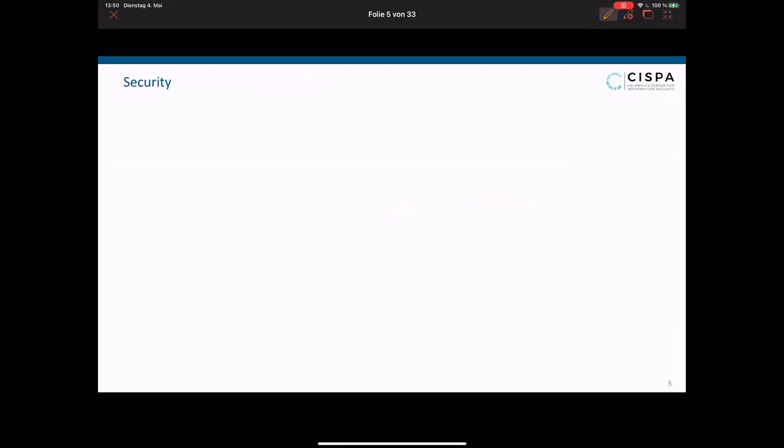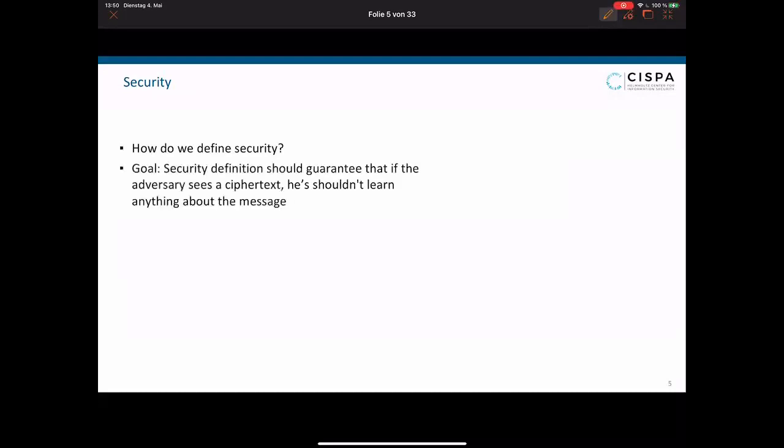Okay. Now we're getting to the actual meat. We just have 10 minutes left, but we can still go into this. So now the question is, how do we define security? We've kind of nailed down the syntax and correctness properties of encryption schemes. But how do we now define security?